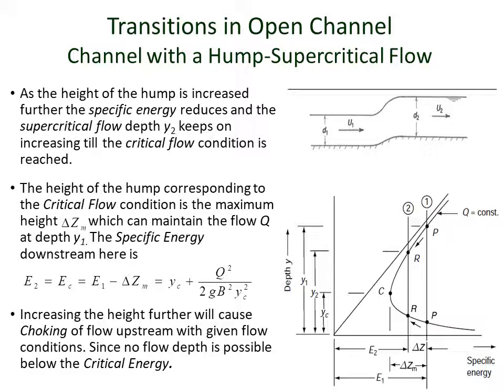square YC square. So of course, if we increase the hump height further, the specific energy reduces further and goes below the critical energy, then of course the flow with the given upstream conditions is not possible. So the flow again chokes. So this is again a choking condition that the flow attains.